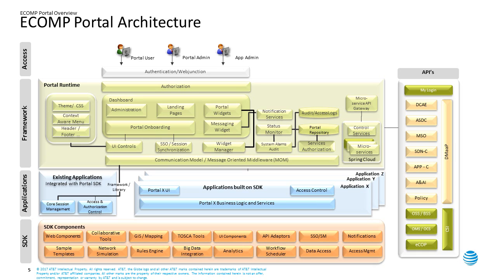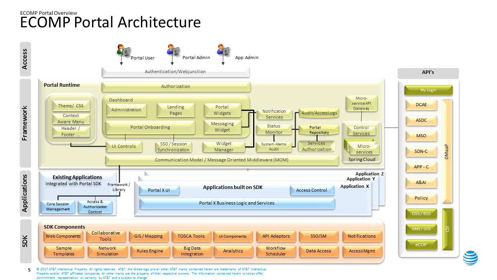Let's take a look at ECOMP portal architecture and the different functional layers it's comprised of. As you can see, it starts with the software development kit that includes all the reusable building blocks, software libraries, code repository, toolkits, which can be used by application developers to build applications. Some of the sample components in the SDK include sample templates, web components, collaborative tools, different network simulation libraries, GIS mapping routines, TOSCA tools, and such.